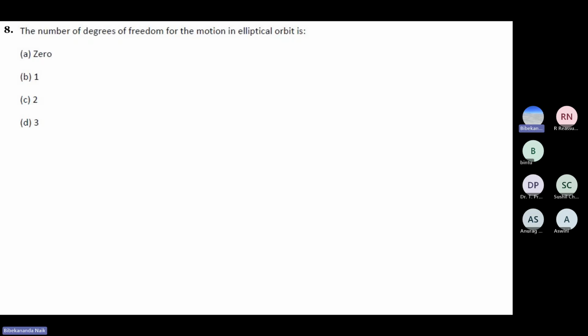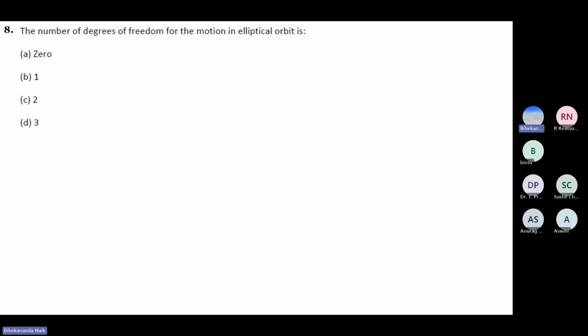Sir, I think it's 0. Maybe. Not 0, if there is a motion, then there are degrees of freedom. Degrees of freedom is nothing but the difference of the number of coordinates and the number of constraints. Degrees of freedom is basically the number of coordinates using which you can explain the motion of that system.